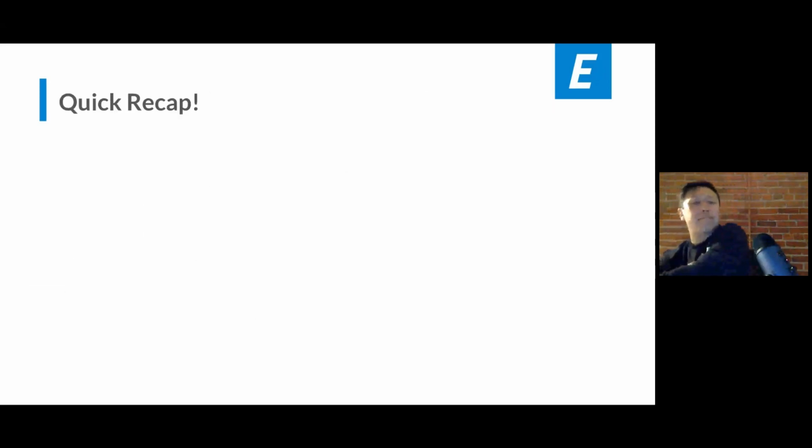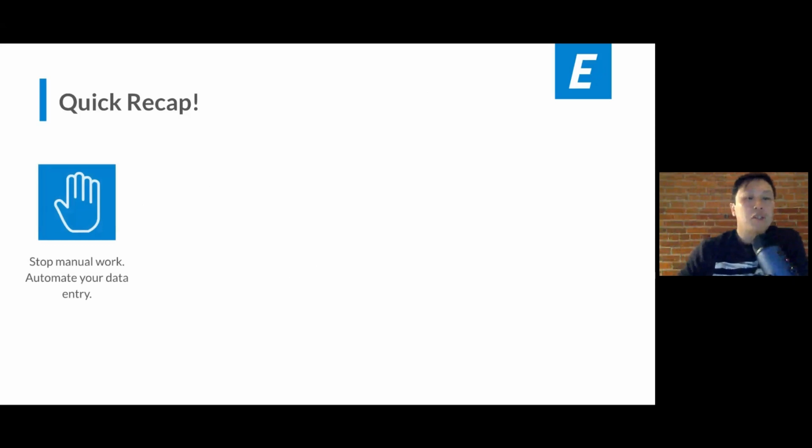Quick recap from our workshop number one. What did we talk about? I mentioned that we had some action steps here. Number one, stop manual work. We talked a lot about automation. Automate your data entry.